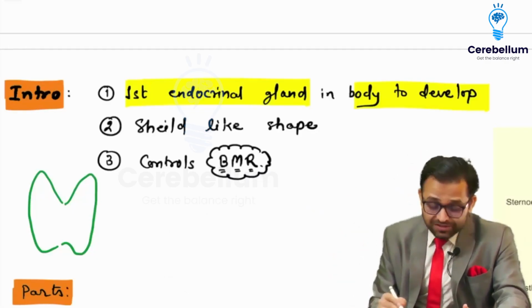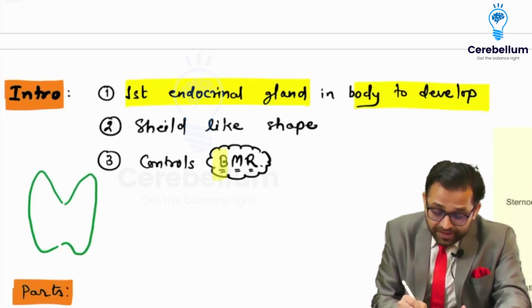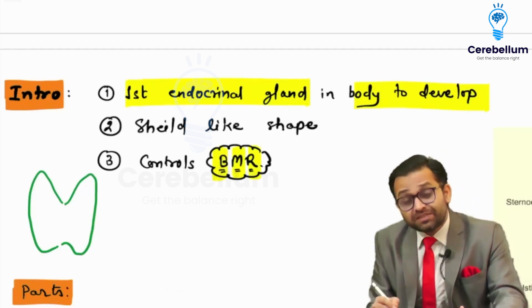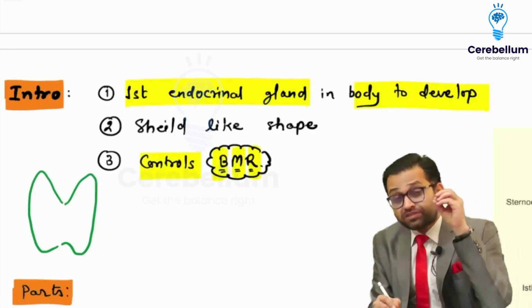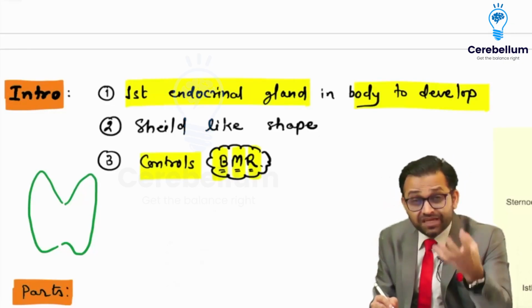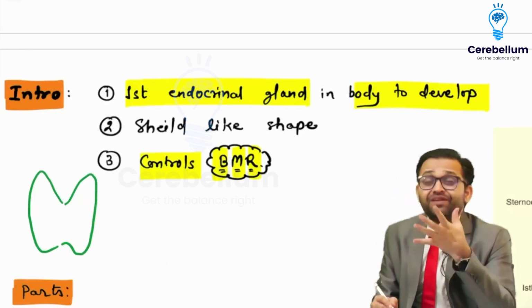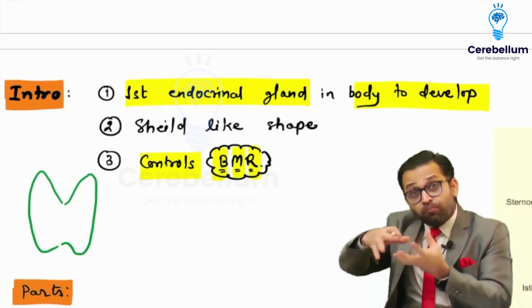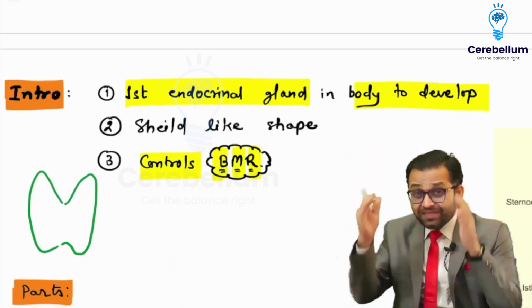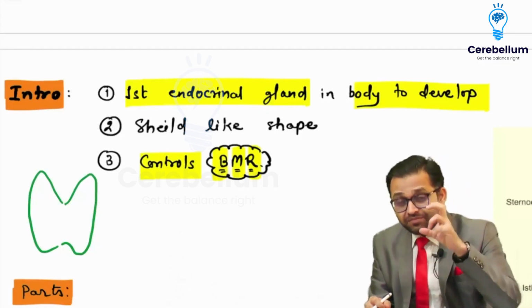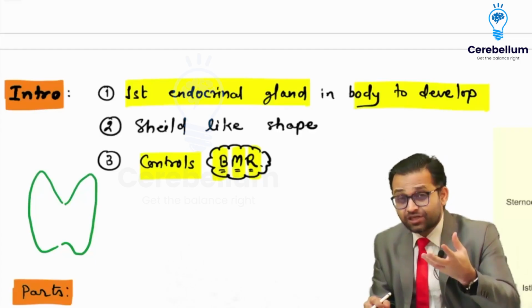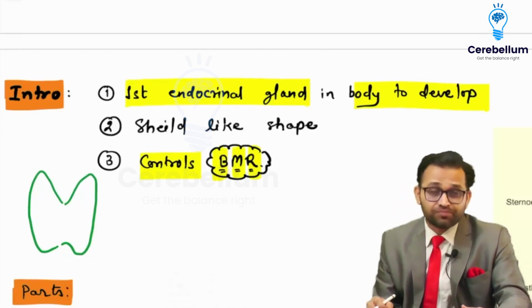What is the importance? It controls the basal metabolic rate. It is very important. It controls the basal metabolic rate of the body, each cell, each organ. So it is very important for the proper development of the body as well as the brain. Getting the point? If there is a thyroid problem, the proper development of the CNS, central nervous system, as well as the body is not possible.